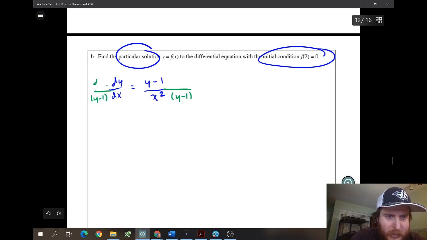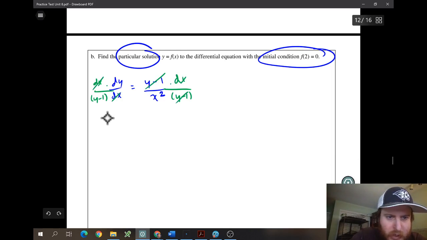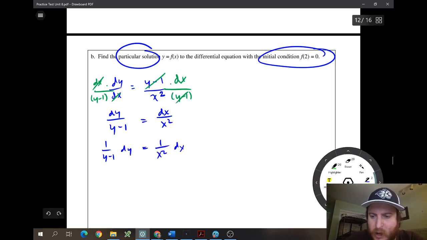And then I need to multiply by dx. That's going to go to the numerator. So that cancels, and we end up with dy over y minus 1 equals dx over x squared. And that's how we want to write it. You can rewrite it as 1 over y minus 1 dy equals 1 over x squared dx if you want to move those to the outside, but make sure it's 1 over, right? Those are fractions, they're in the denominators.